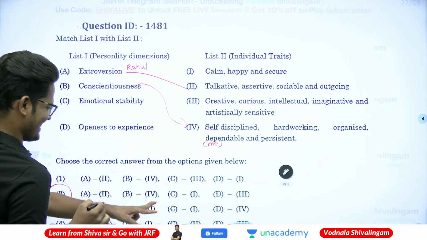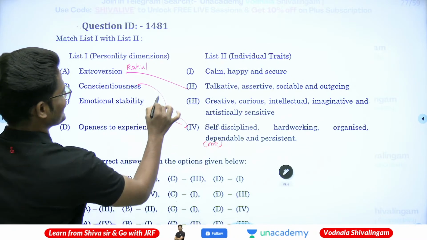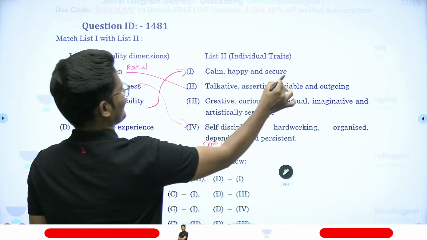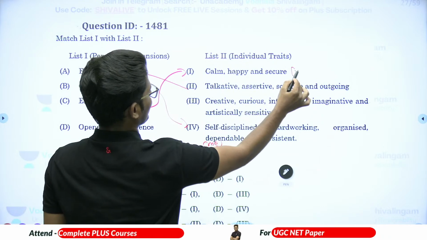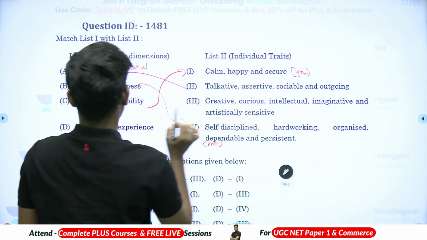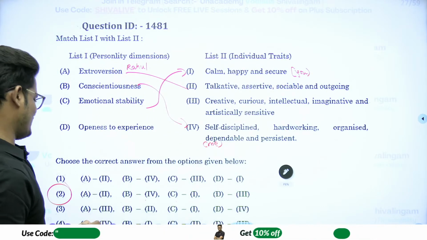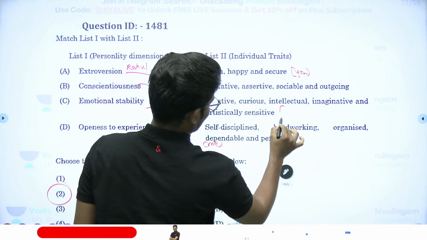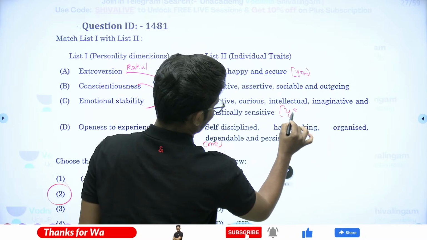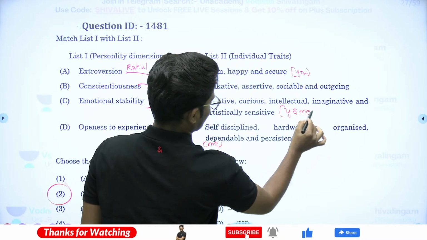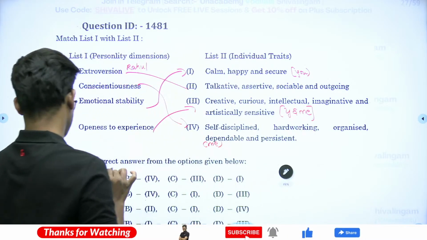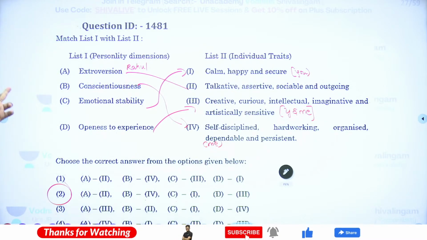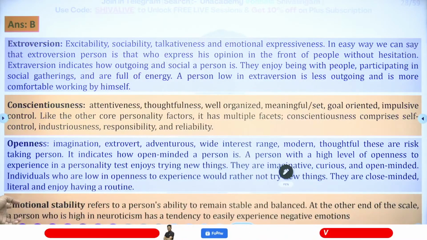Emotional stability. C1, emotional stability: calm, happy and secure. Emotional stability like you all. And openness to experience. D3: creative, curious and intellectual. You and me, both. Except Rahul. So these are the 4 types of personality dimensions.